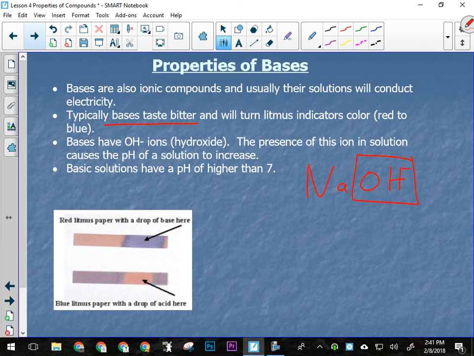Things like that. And typically they turn your indicators to basic colors, blue to black. Really, really basic things tend to turn the litmus paper beyond blue, straight to black.